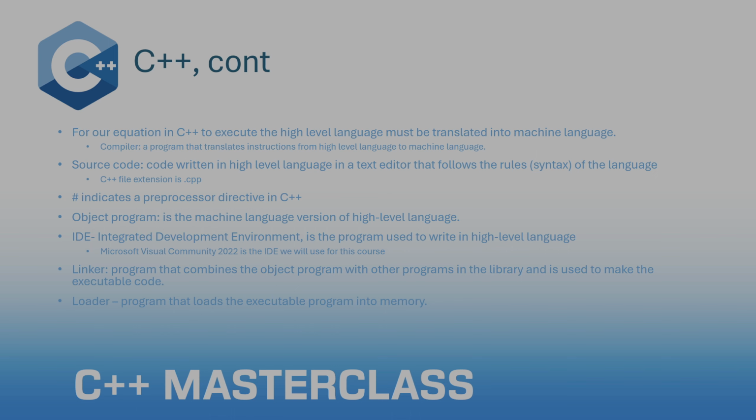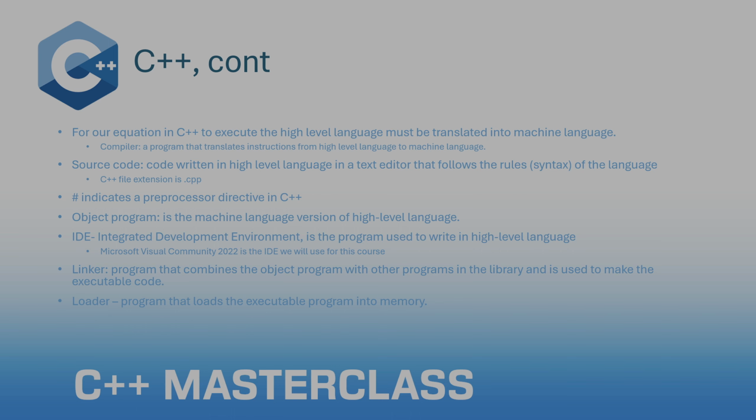For our equation in C++ to execute, the high-level language must be translated into machine language. A compiler is a program that translates instructions from a high-level language to machine language. Source code is code written in a high-level language in a text editor that follows the rules, or the syntax, of the language. For C++, the file extension is .cpp. The hashtag indicates a preprocessor directive in C++. This is just so you know it; we'll go more in depth later.